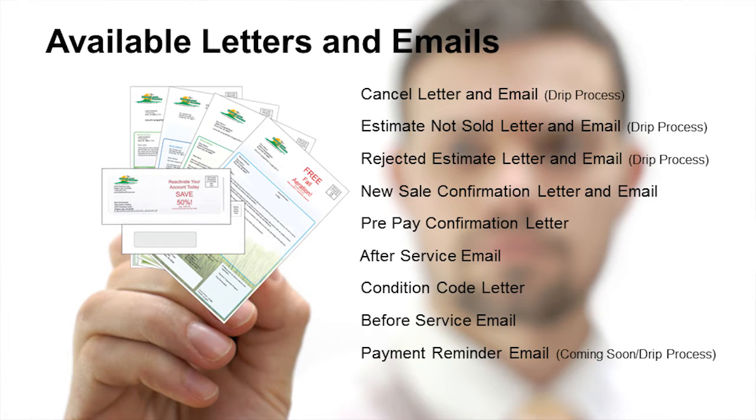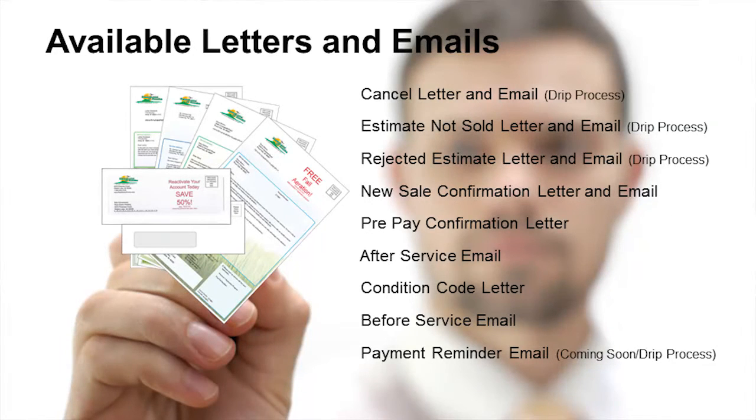We have 26 products in all when it comes to AMA, Automated Marketing Assistant, starting with canceled letters and emails, estimate not sold or estimate follow-up, estimate rejected, your new sale confirmation, your before service email, your after service email, your payment reminder. These can be sent in a letter only, an email only, both if you like, or the fourth option, which is if they have an email on file, we're going to send a communication for you by email. And if not, and only when not, we're going to send the communication by letter, making sure that all the communication is sent to your customers.